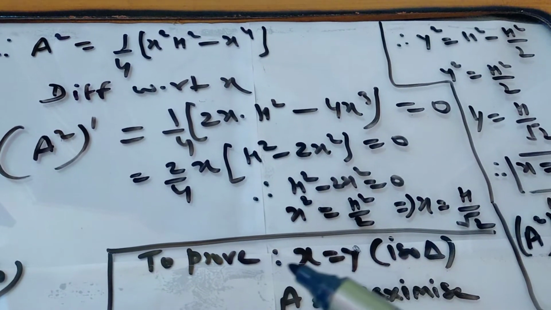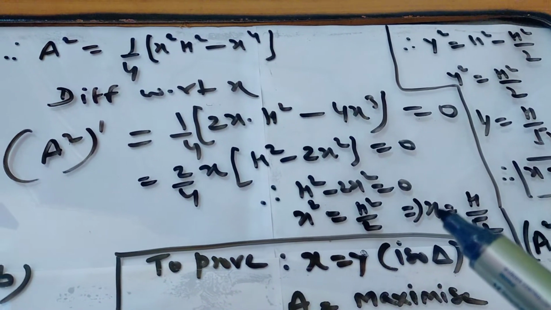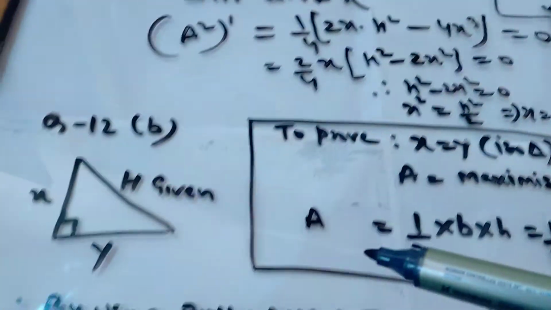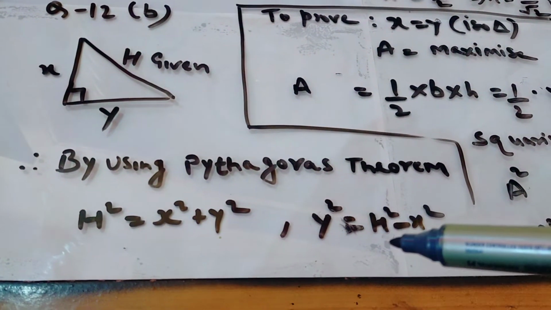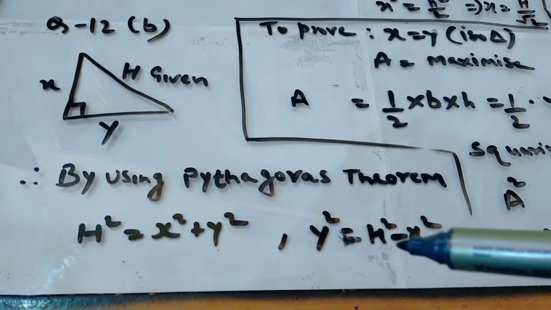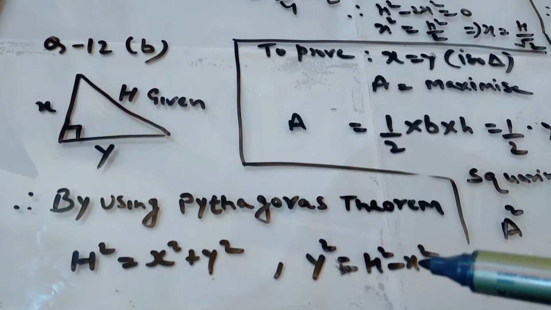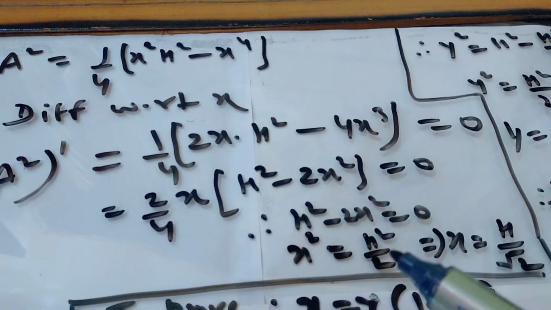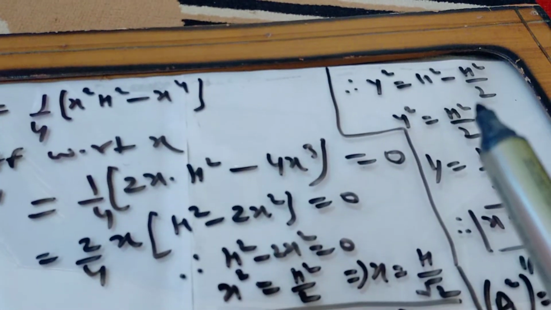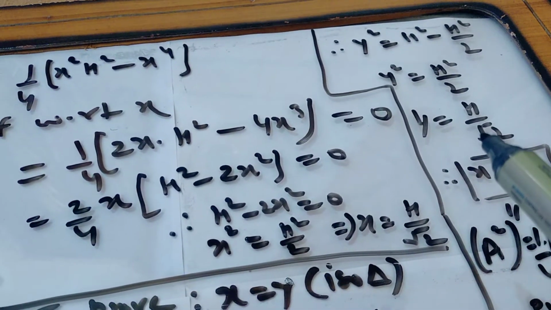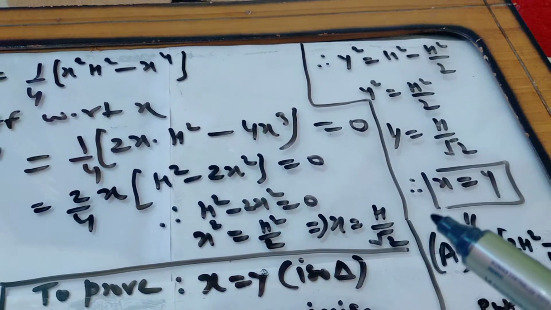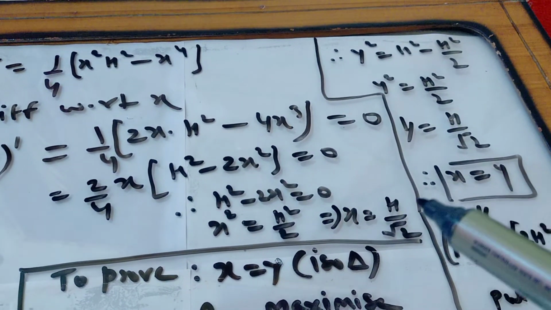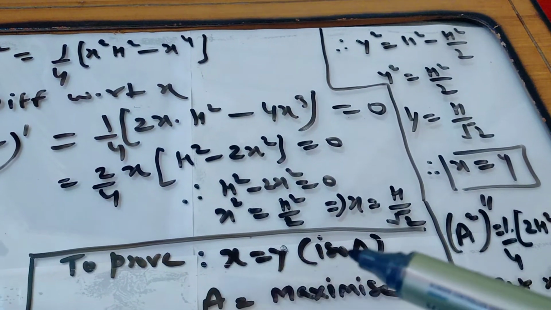Now we have to prove that x is equal to y. So x we have calculated. Now it is the turn of y. What is y? y square is equal to h square minus x square. So here I have substituted the value of x square. What is x square? x square is h square upon 2. So I have substituted that here, and I got the value of y is the same as h upon root 2. So x is equal to y we have proved. So the first part we have proved, that the triangle is an isosceles triangle.